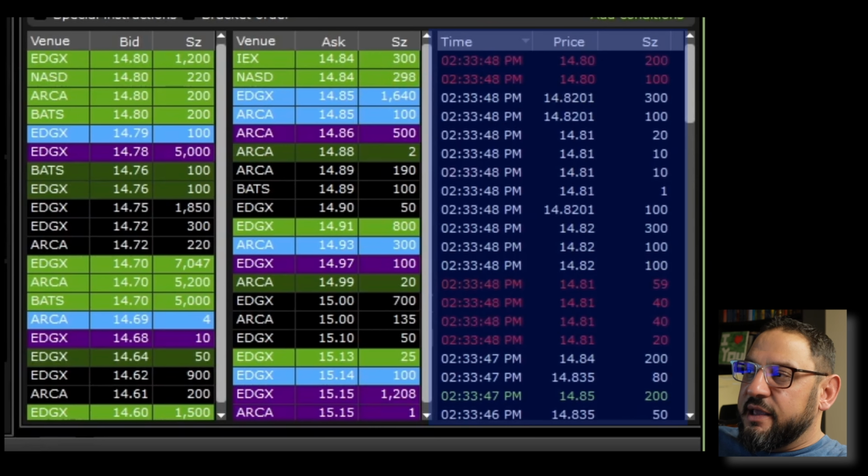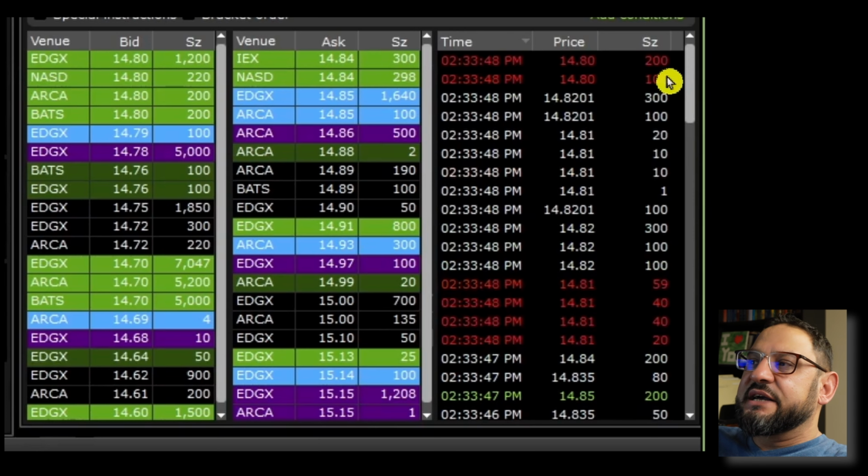This is called the tape. The tape here tells you real-time transactions. So exactly at what time it's being transacted, the price and the size. 200 shares at $14.80. So $14.80, right?